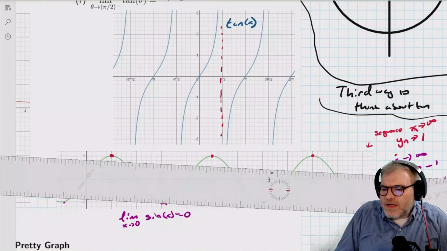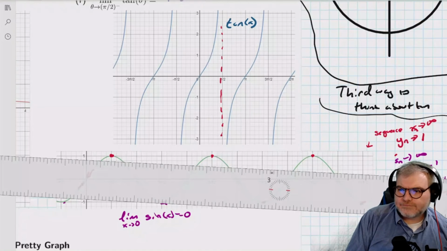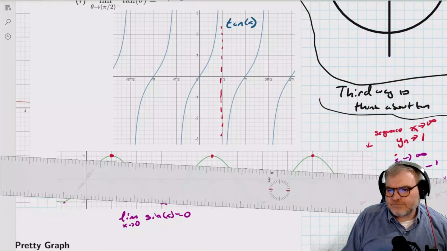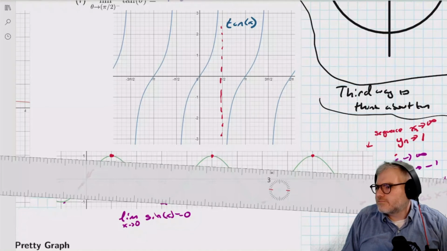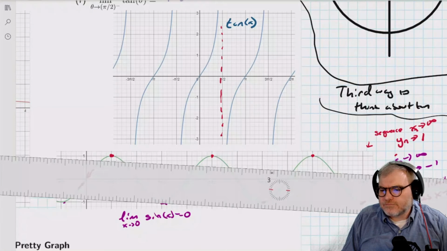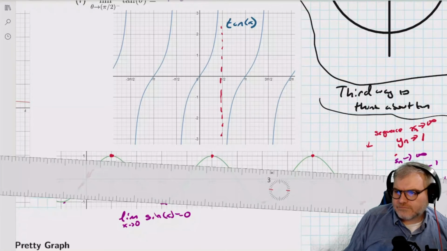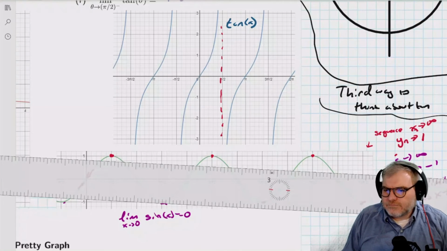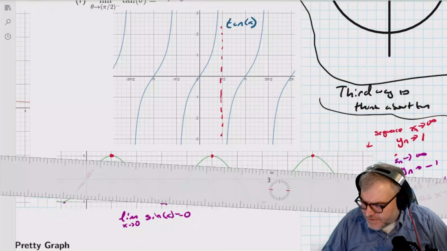All right. So 1 to 5, how do we feel about that? Okay, so there are a couple different ways of thinking about tangent.